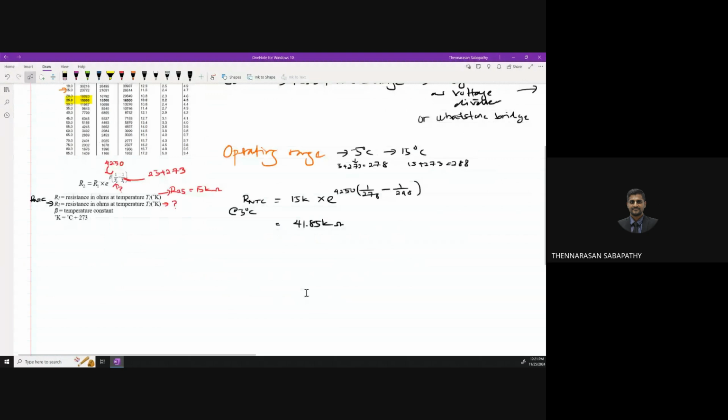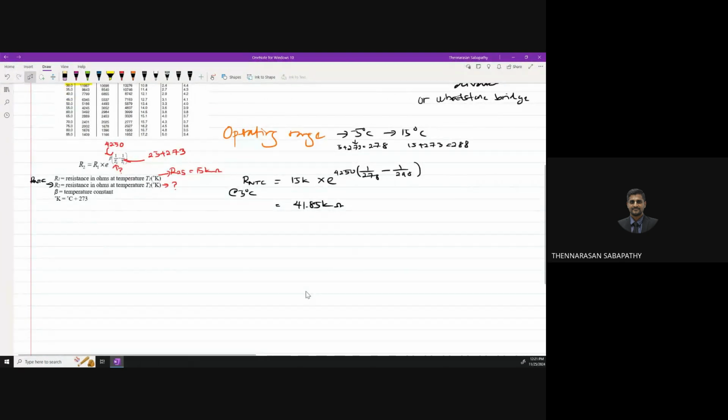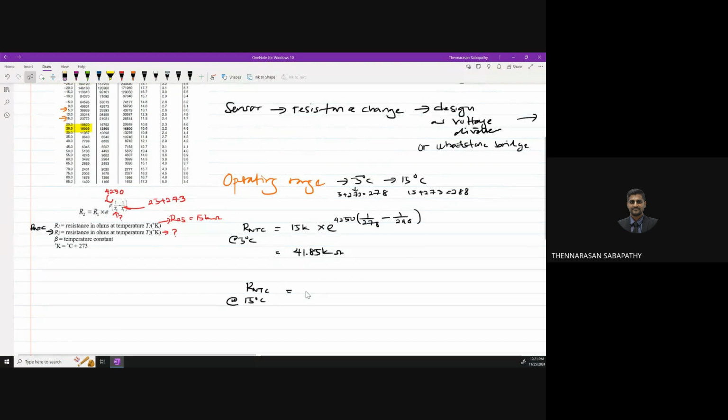So similarly, you'll calculate for our NTC at 15 degrees Celsius. So this should be 20 something, right? 24.61K. 24.61 kilo ohm. Okay, thank you.